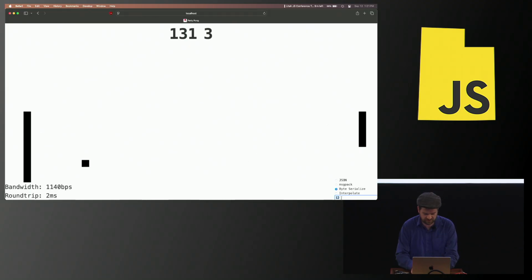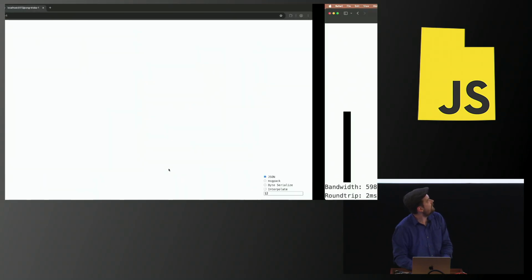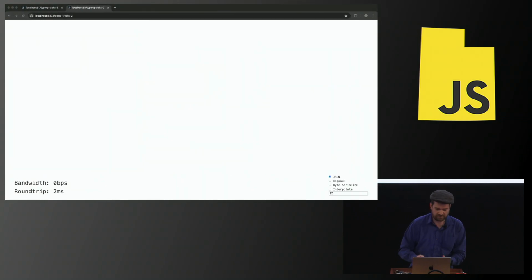And just for fun, let me try changing the frame rate. So that's what it looks like actually at 60 frames a second. And it probably looks just about the same as if we were interpolating. But note, the bandwidth has gone up substantially because we're sending so much more data. Okay, back to the fun part.